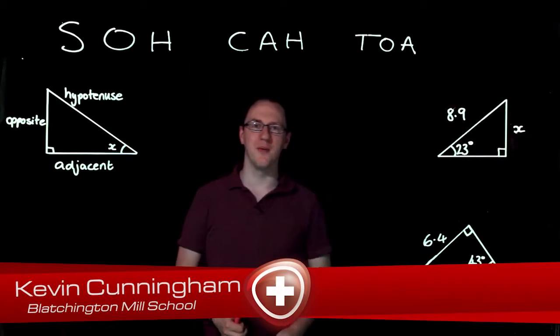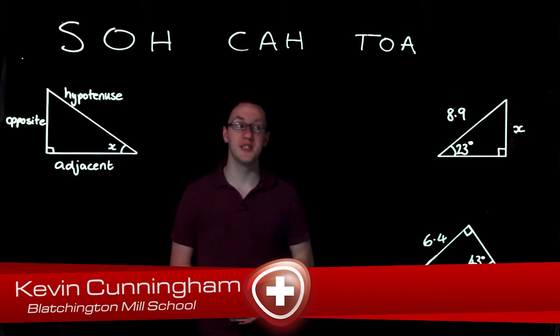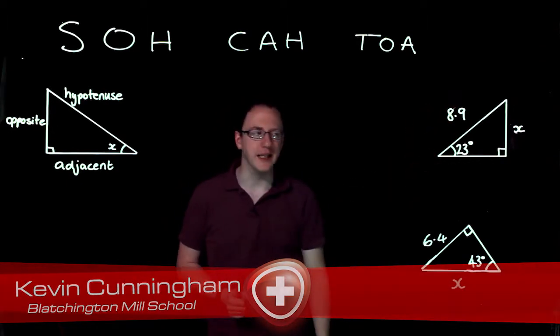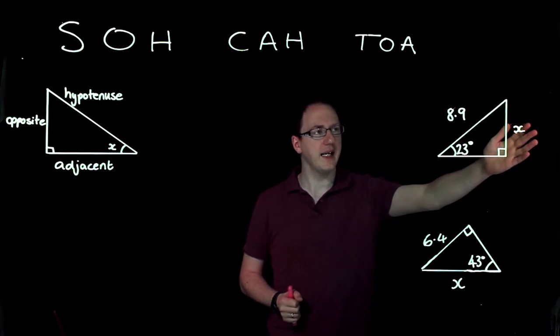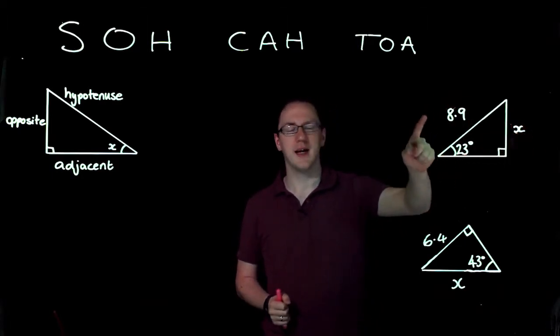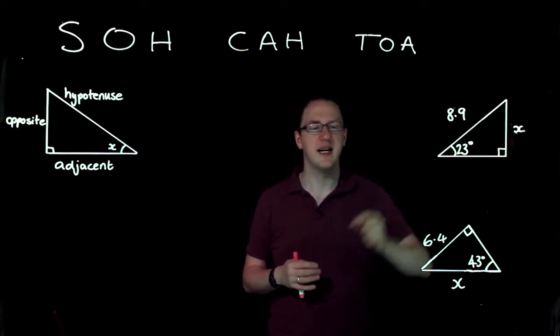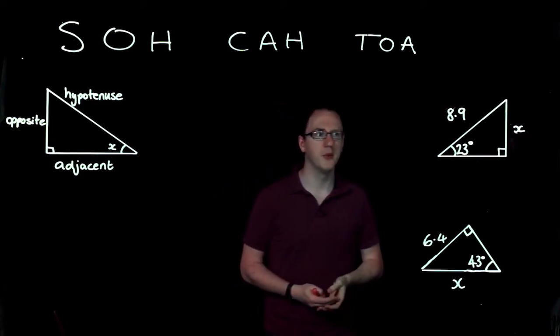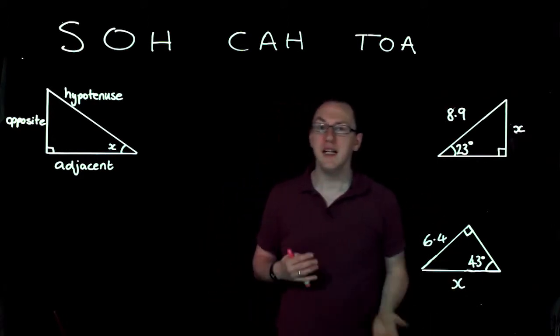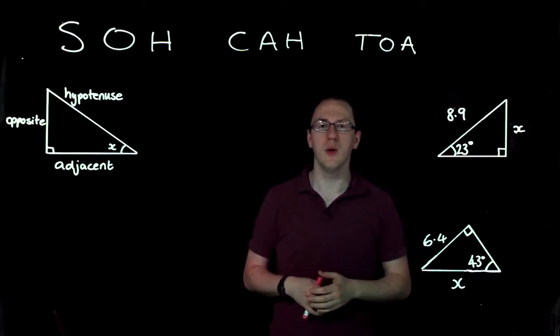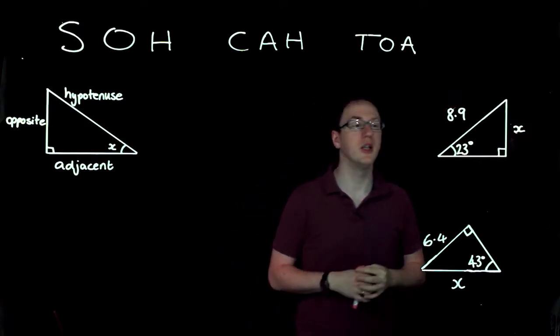We're going to use trigonometry to be able to find an unknown side. On my triangle over here, I can see I've got a known side, an unknown side, and an angle. That tells me I'm going to use trigonometry. So I want to identify my sides and then decide which trigonometric relationship I'm going to use.